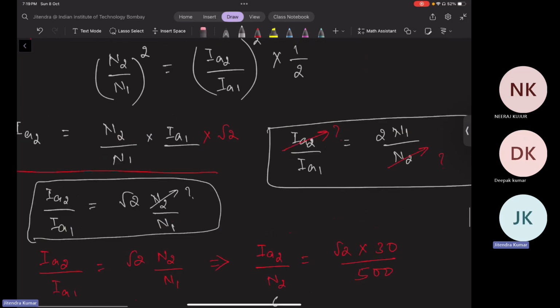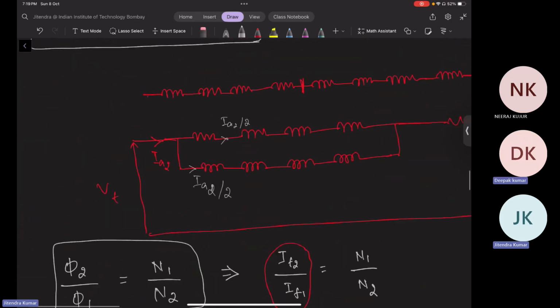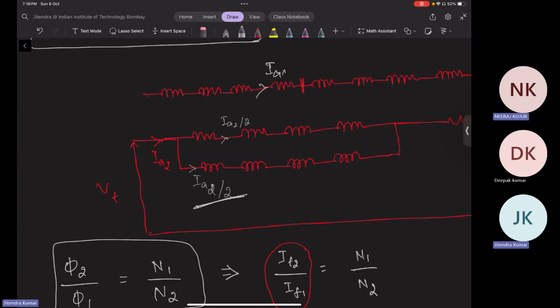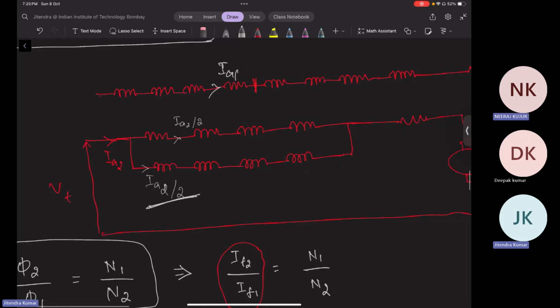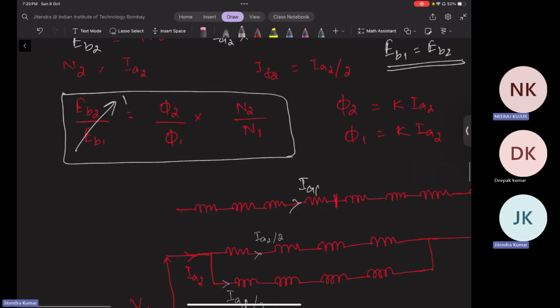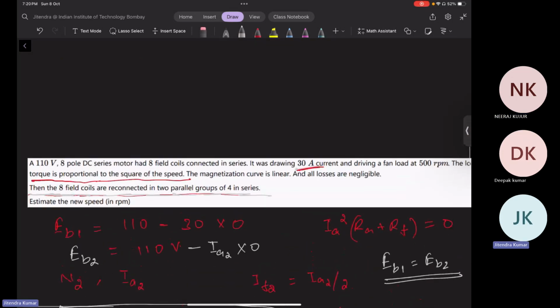From this circuit, if you see, IA2 by 2 is not equal to IA1, which we are showing here. And field current is equal to armature current in both the cases. What do you think? Sir, the load is not changing, then IA should remain the same. The torque demand is not changing, sir. No, the load is changing. See, torque is proportional to the square of the speed.